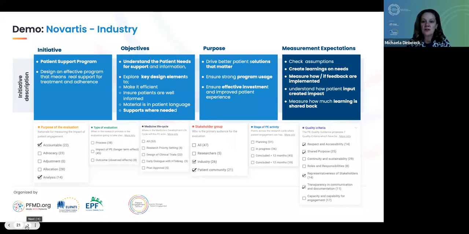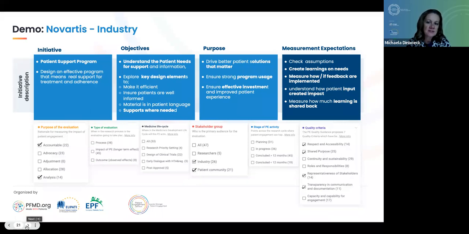Why do I want to do that? Because in a patient support program, you obviously want to support where it matters and really base those decisions on the needs of patients. And that's important also because only then we can count on the use of this program by the patients.